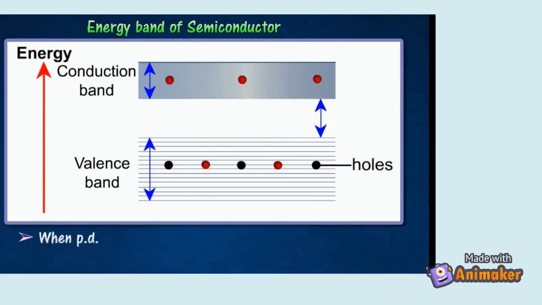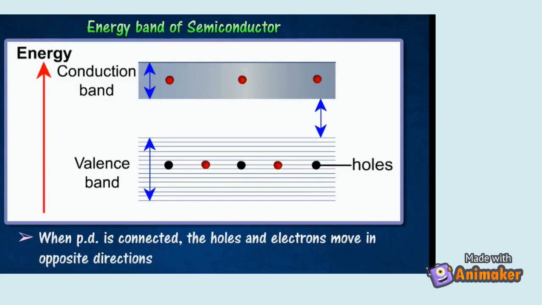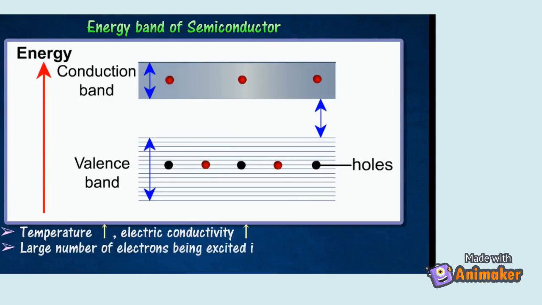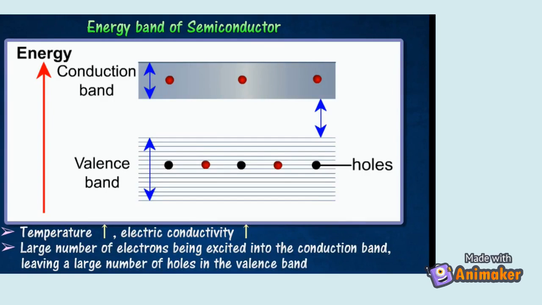When a potential difference is connected across a semiconductor, the holes and electrons move in opposite directions. Thus, both charge carriers contribute to the current that flows. As temperature rises, the electric conductivity of the semiconductor increases, caused by a larger number of electrons being excited into the conduction band, leaving a larger number of holes in the valence band.